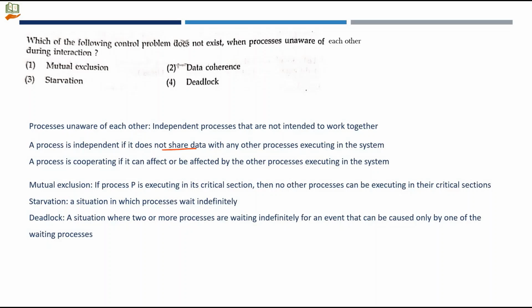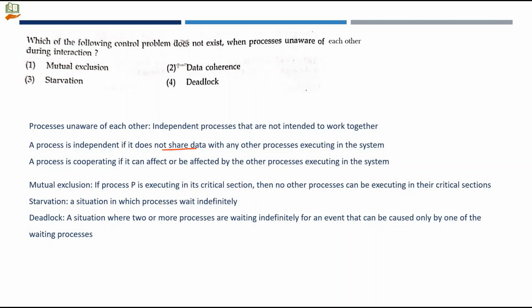When you take independent process, they can be executing the critical section without minding others. That will definitely do a problem in mutual exclusion. If process P1 is not going to be aware of P2 which is waiting for the critical section, P1 is taking a long time and ultimately P2 will get into starvation because it is a situation where the process is going to wait indefinitely. What about deadlock?